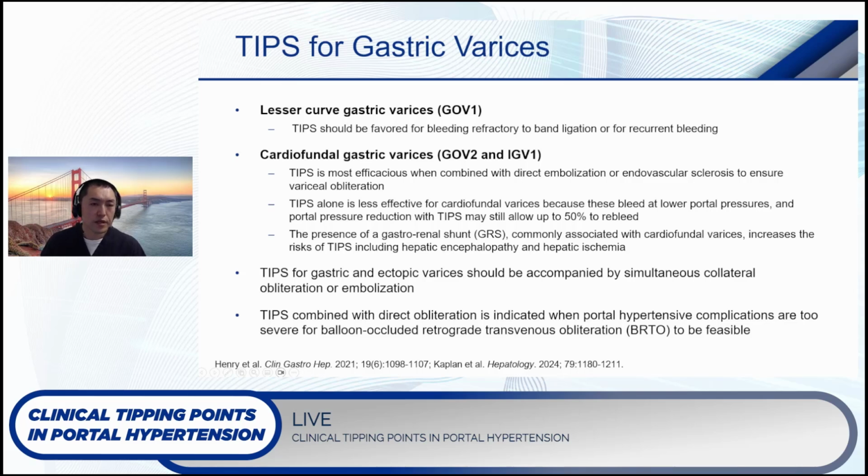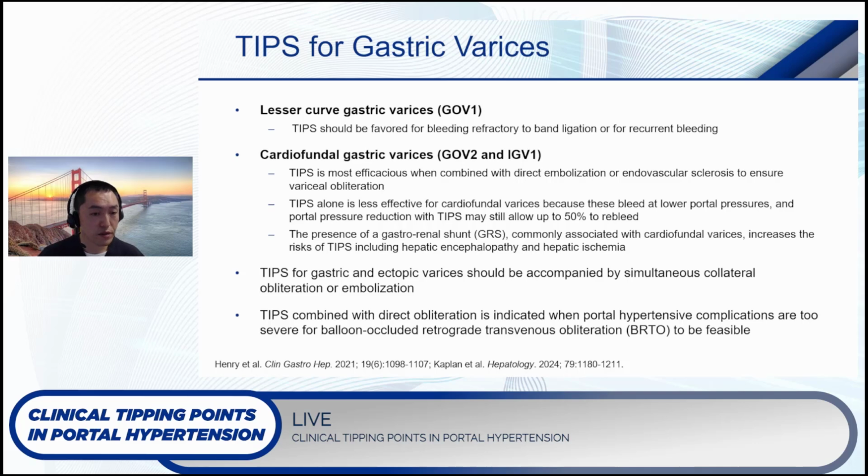This is TIPS for gastric varices. So depending on location, the approach is slightly different. As we mentioned, for lesser curvature gastric varices, TIPS should be favored for bleeding refractory to band ligation or for recurrent bleeding. And then for GOV2 and IGV1 varices, TIPS can be used and is most efficacious when combined with direct embolization or endovascular sclerosis.